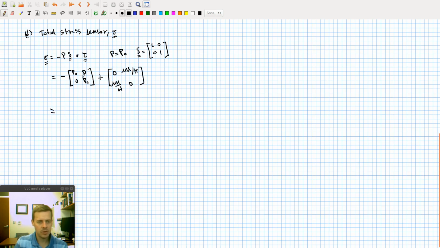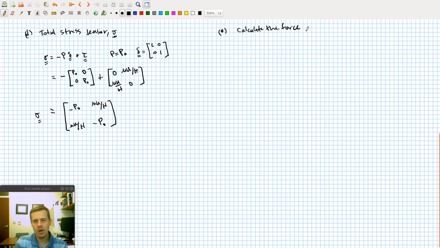So now I simply have to sum those two matrices. Well, that's pretty nice. I get a minus P naught in that spot, and I get a mu u over h in that spot. I get mu u over h in the bottom, and a minus P naught here. So what's going on? In my total stress tensor, I have pressures in the normal stresses, and in the shear stresses, I have the viscous stresses. Awesome. Okay, so now we're ready for the last part, which is let's calculate the force.